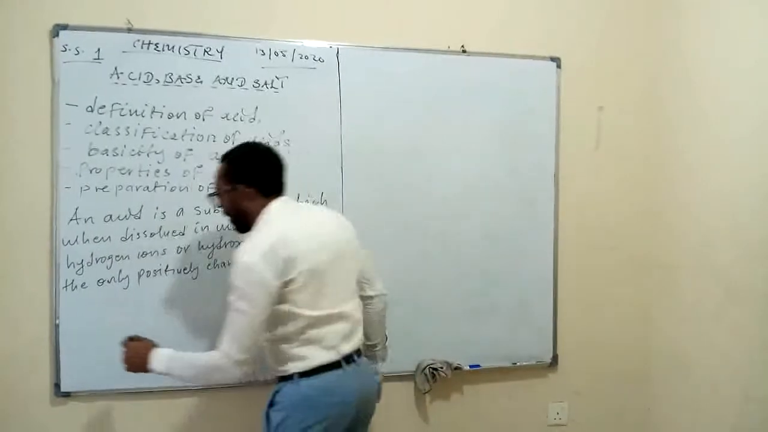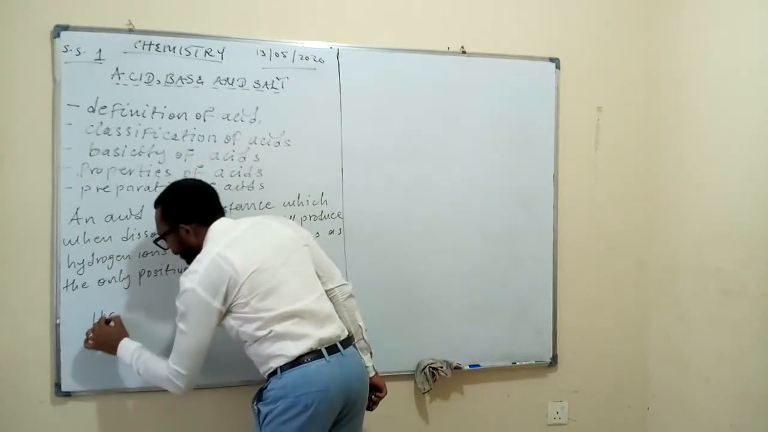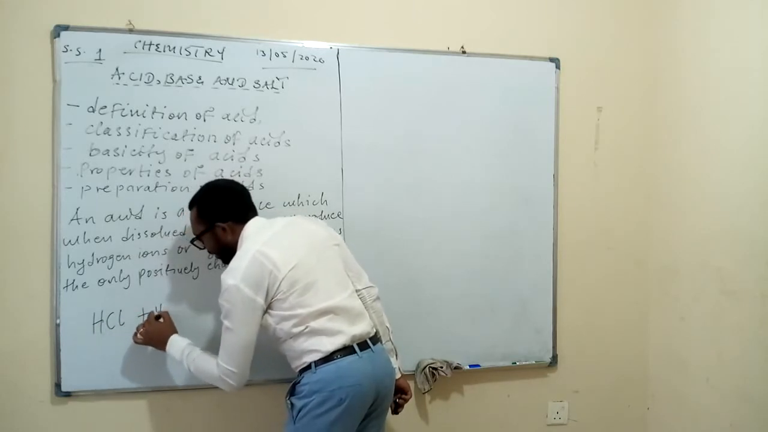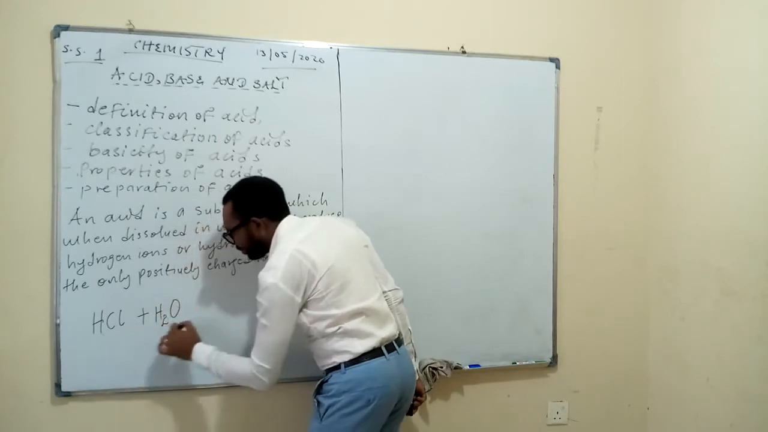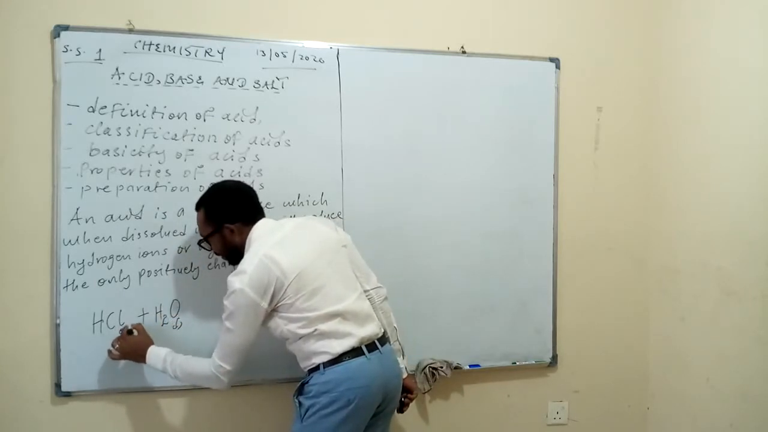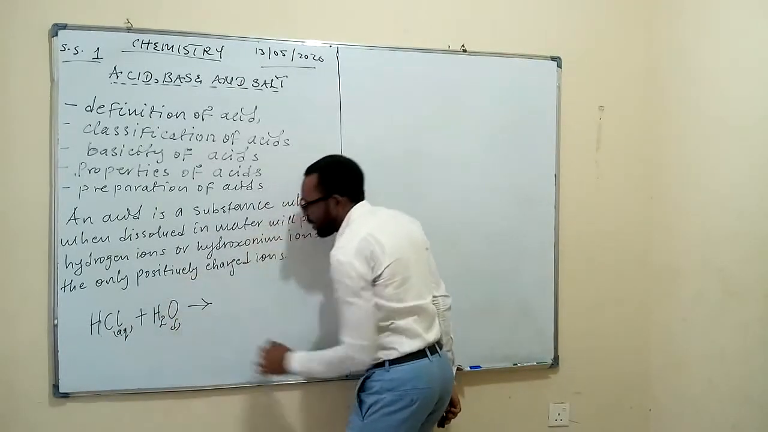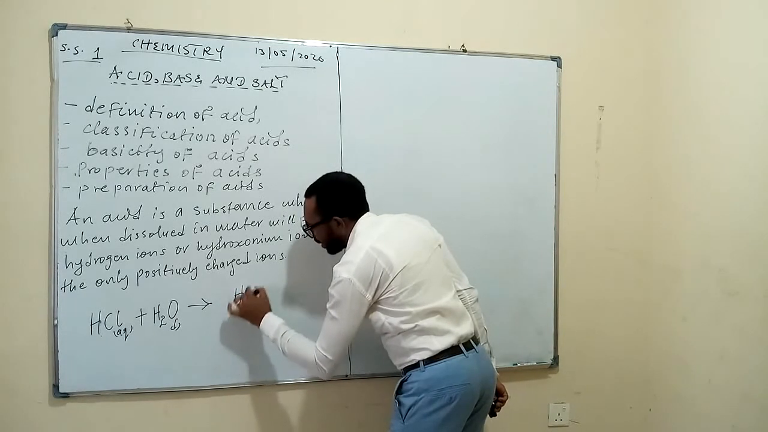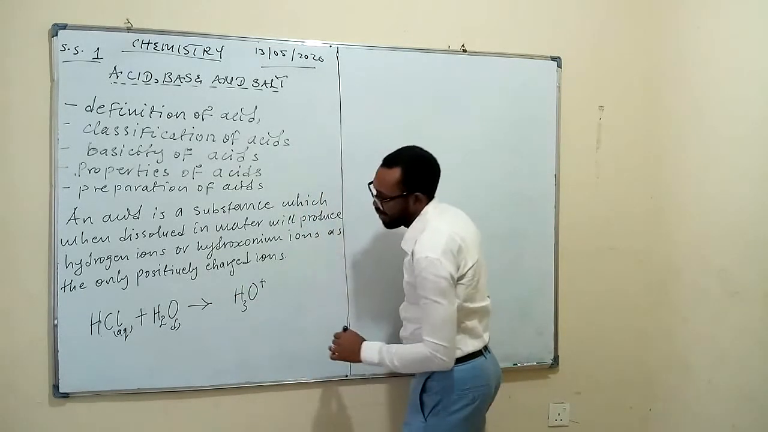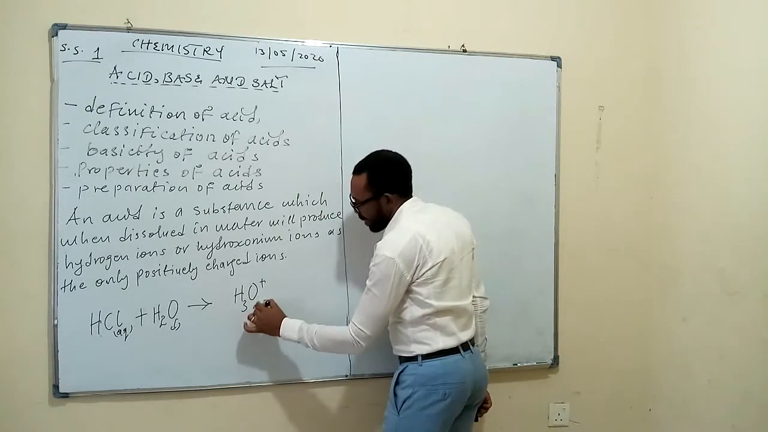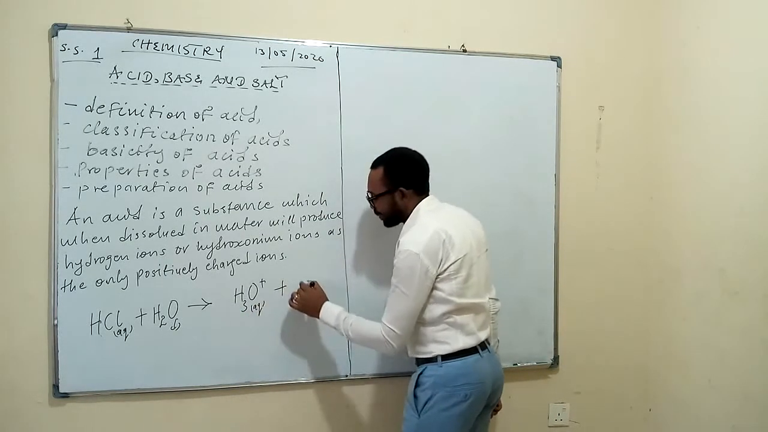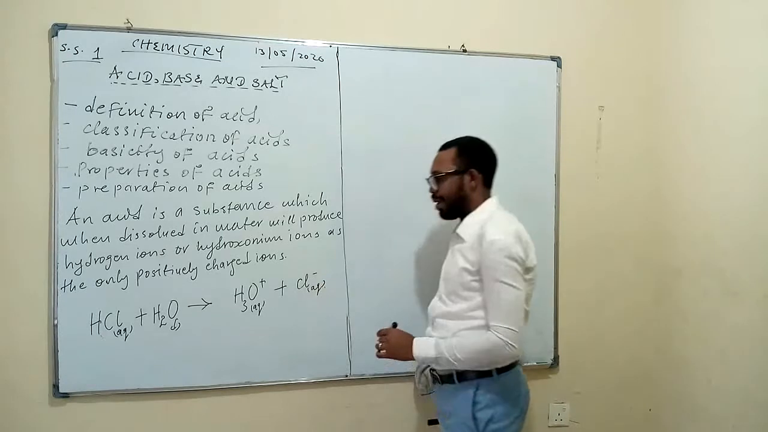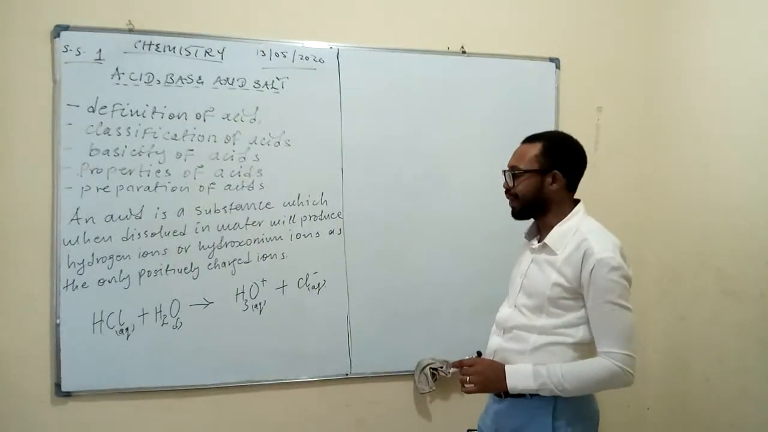Take for instance, if you dissolve HCl in water, that's H2O. This is a liquid, this is an aqueous solution. It will produce H3O plus in aqueous state, plus Cl minus in aqueous state. That's an acid.